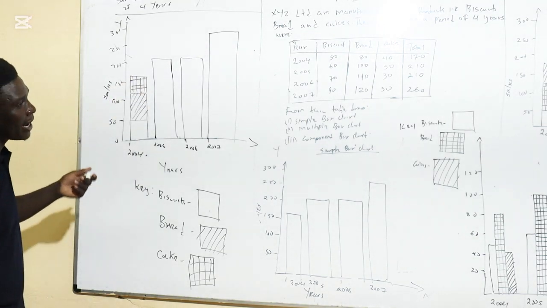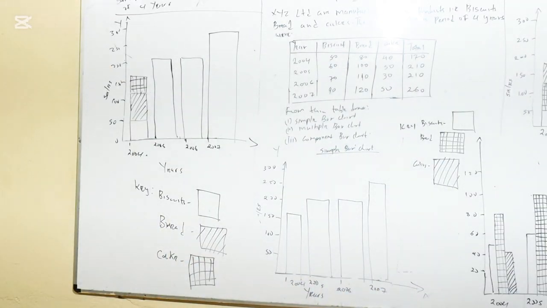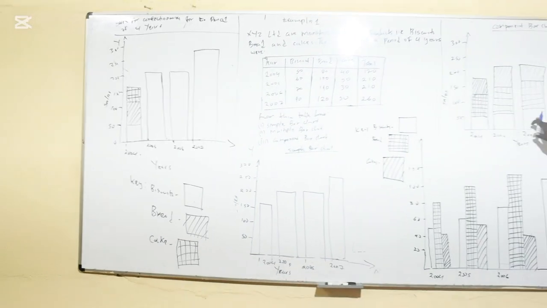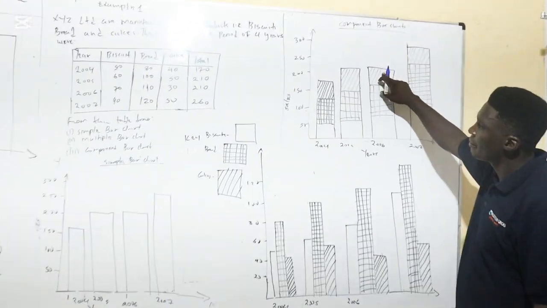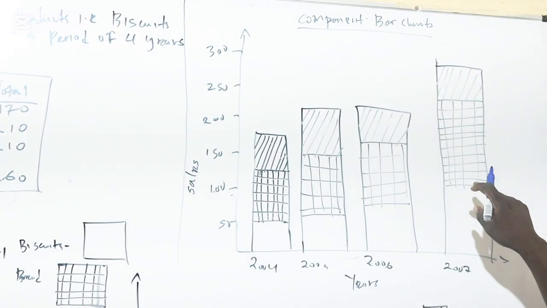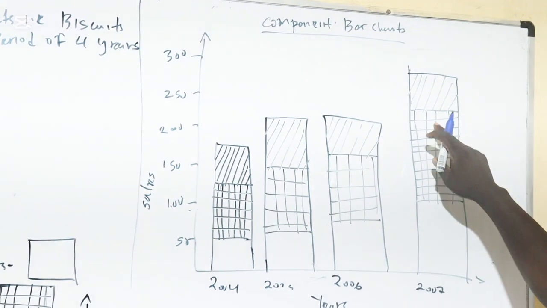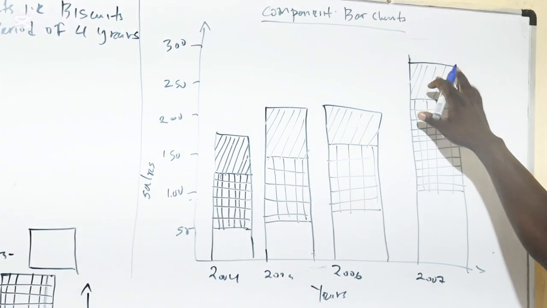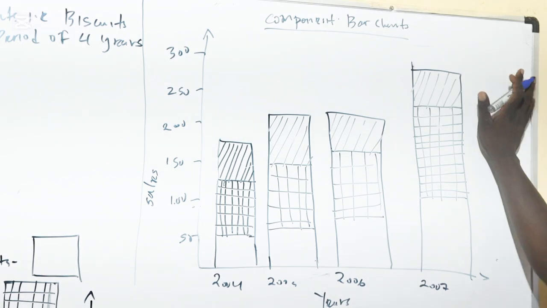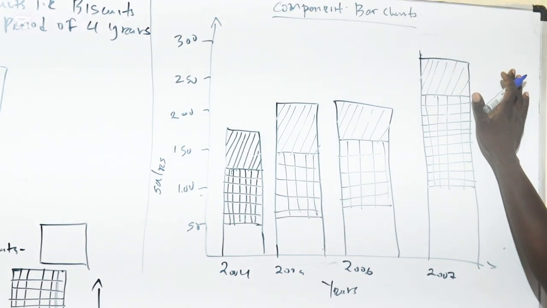Then we go to the next, second bar again. So it's just a repetition. Now this will be our second bar. That was 60. Then after 60, 100. Then after 100, then we have what? 50. Then third bar the same. It is 70, 110, then 30. Then the last bar, I start with biscuit at 90, then bread at 120, then cake at what? 50. So this is what we call a component bar chart.